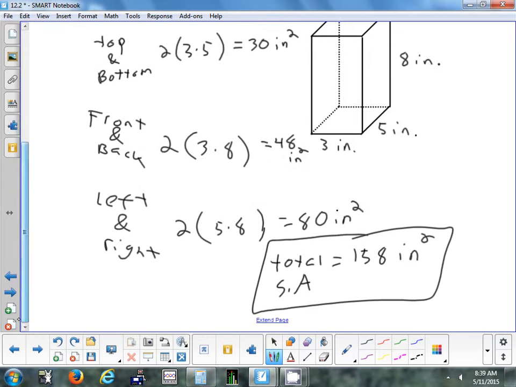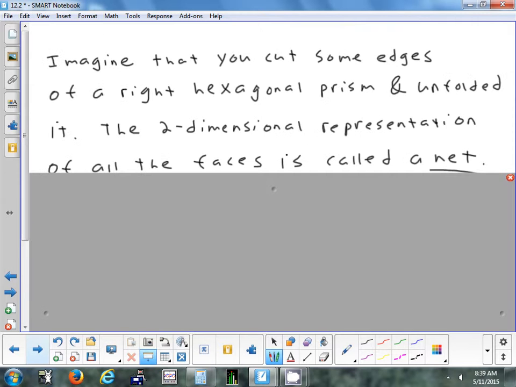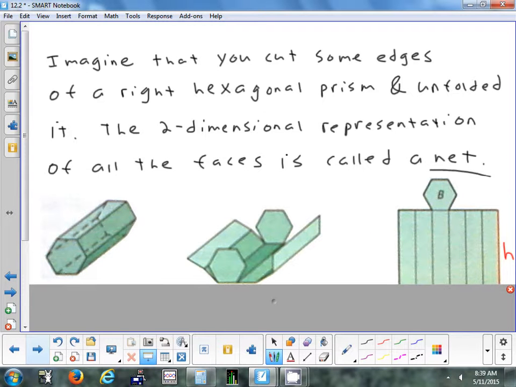Questions on that? All right. Now this part's kind of visual. Okay, you might have done something like this before. But basically, if you take a 3D shape and kind of cut it along some of its seams and then unroll it and flatten it out, okay, that shape you get is called a net.